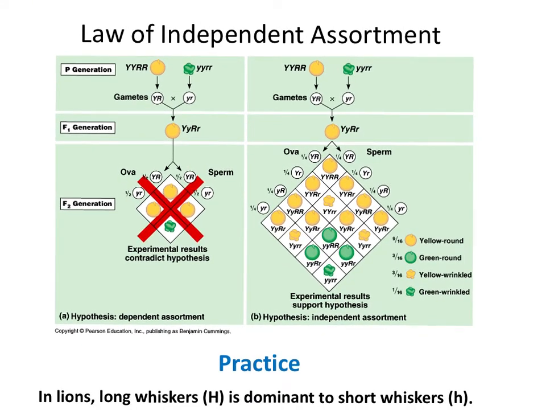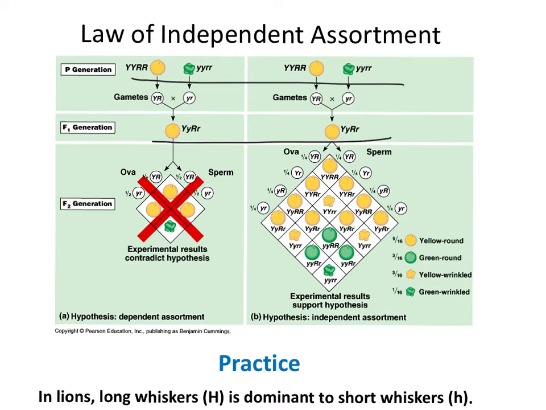This diagram shows you how two traits can be inherited separately or independently from one another. In both of these crosses, we start with the same set of parents, yellow and round, crossed with green and wrinkled, and the offspring produced out of those Punnett squares are all yellow and round but heterozygous.